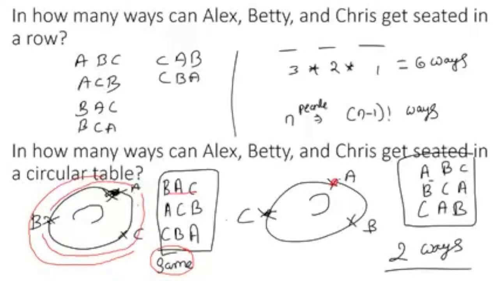So for this I need to fix one position first here. Then only I can arrange the remaining people here. So when n people are there, first of all we need to fix the first position, then only we can go for the remaining arrangements here. So always remember, when n people are there, the number of ways of arranging the people in circular order should be (n minus 1) factorial ways.